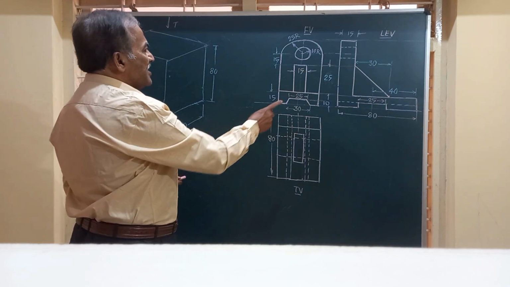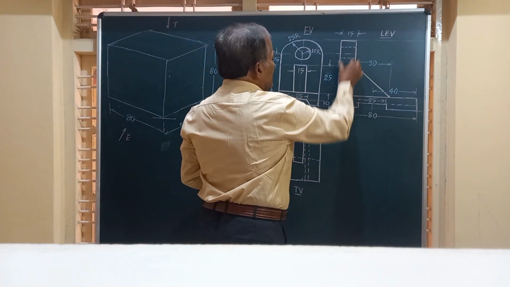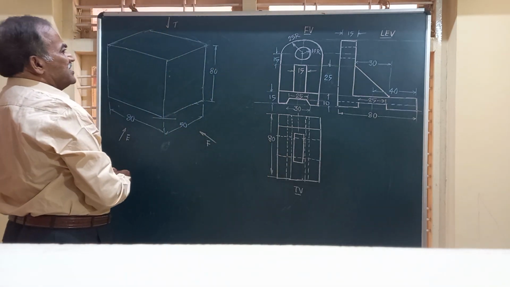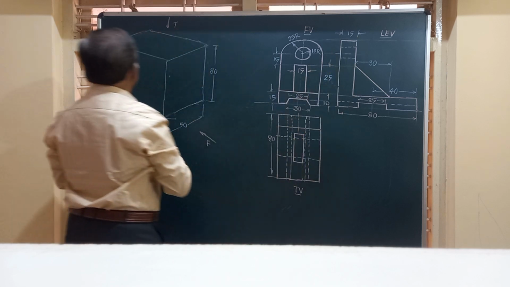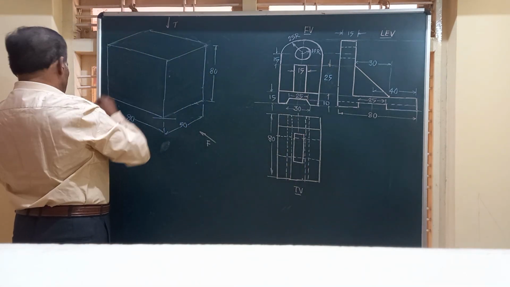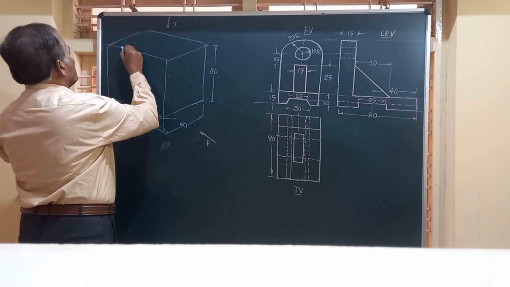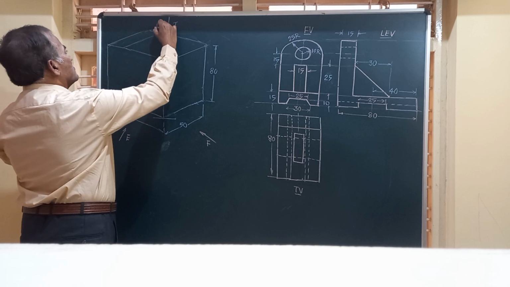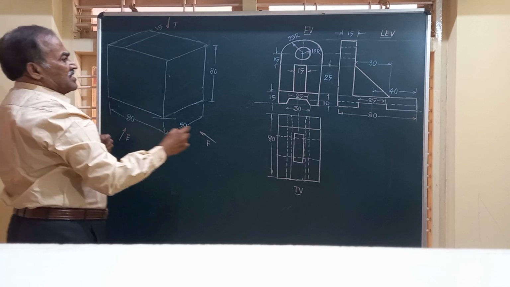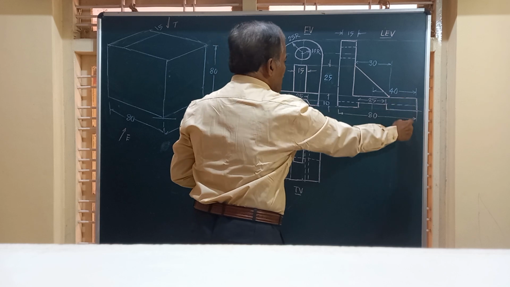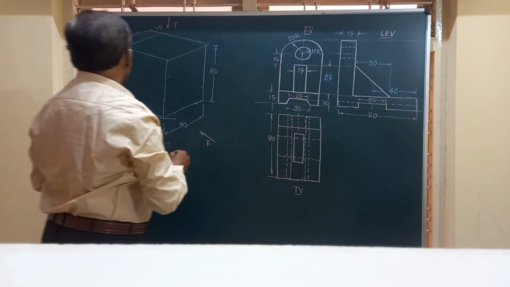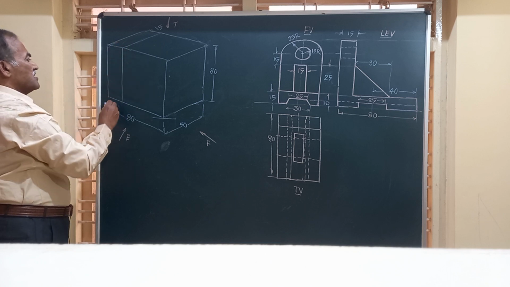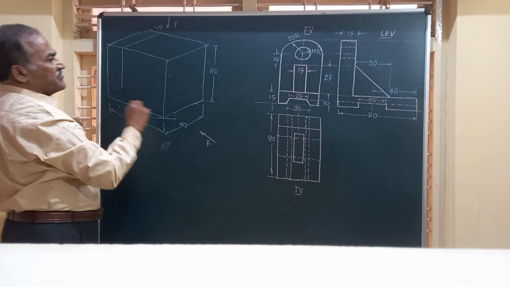Friends, here you can see in the end view, there is an L-shaped projection. So friends, the thickness of this is 15. So I will be starting from here. I draw a line here of thickness equal to 15. So this is 15 I have marked. And the thickness at the bottom is also 15. You can see here. So I am going to construct a box here having dimension 15 by 15.